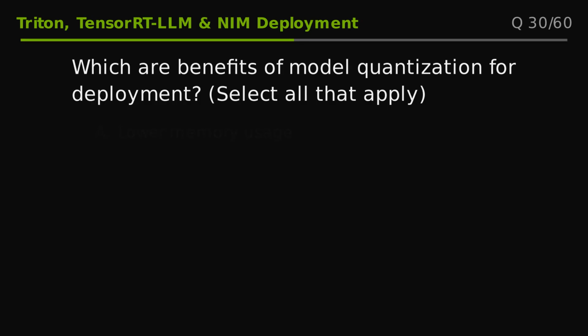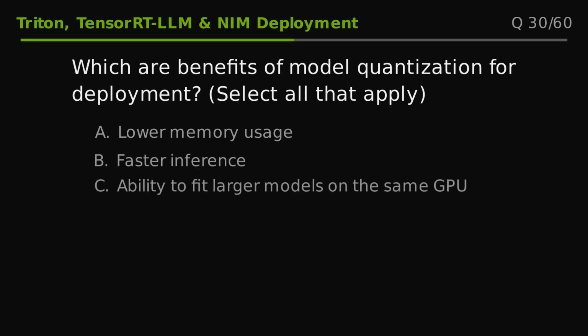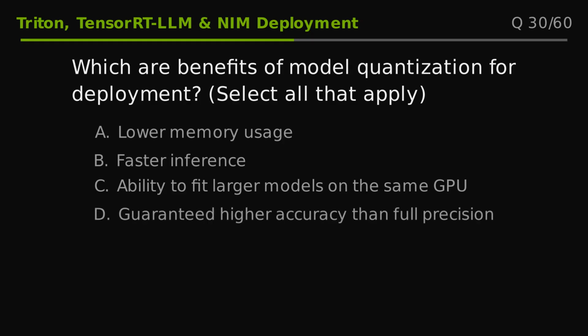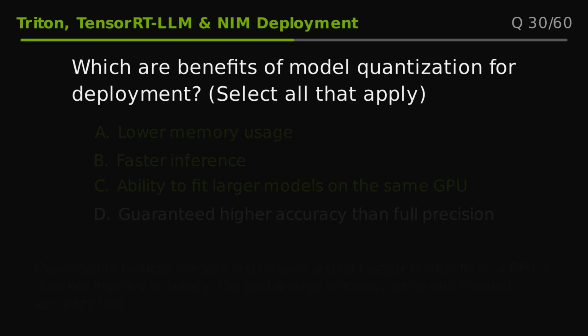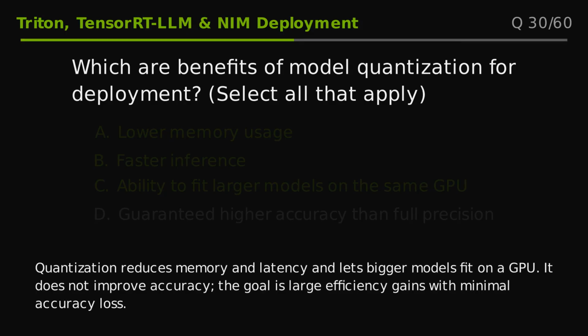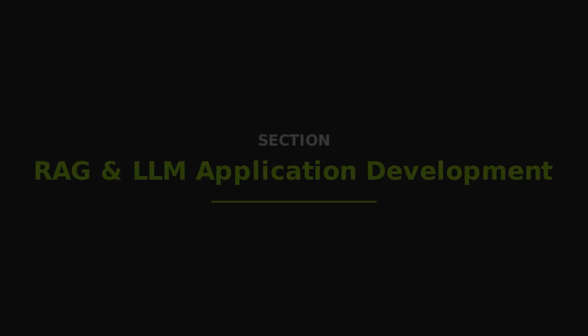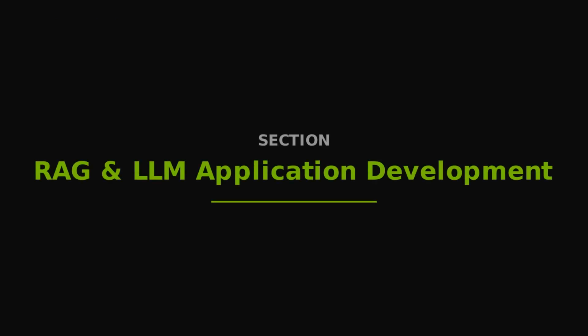Question 30. Which are benefits of model quantization for deployment? Select all that apply. Option A, lower memory usage. Option B, faster inference. Option C, ability to fit larger models on the same hardware. Option D, guaranteed higher accuracy than full precision. The correct answers are A, B, and C. Quantization reduces memory and latency and lets bigger models fit on a GPU. It does not improve accuracy. The goal is large efficiency gains with minimal accuracy loss. Next section, RAG and LLM application development.